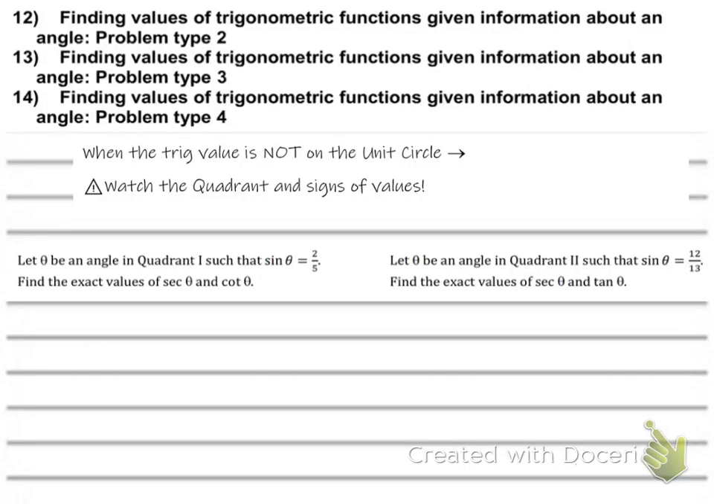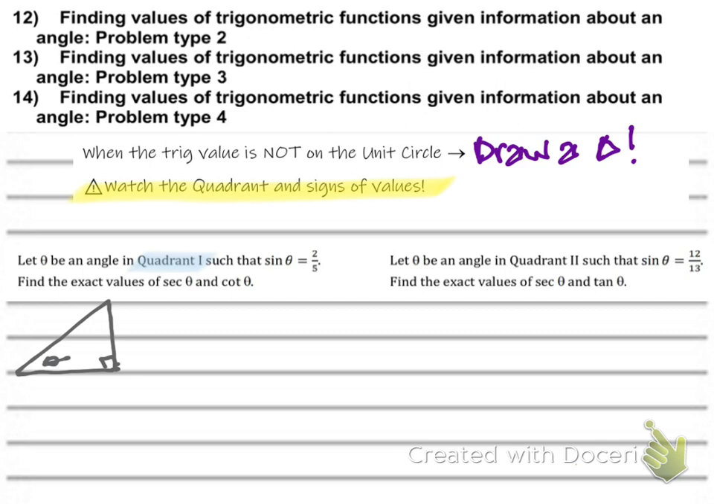Okay, finishing out week 3. First of all, we know that when the trig value is not on the unit circle, we draw a triangle. We're also going to be really careful with the quadrant and the signs of our values because remember, we're not going to get that from our math necessarily, right? So on this first one, it says we're in quadrant 1, so that's where we'll draw our triangle.